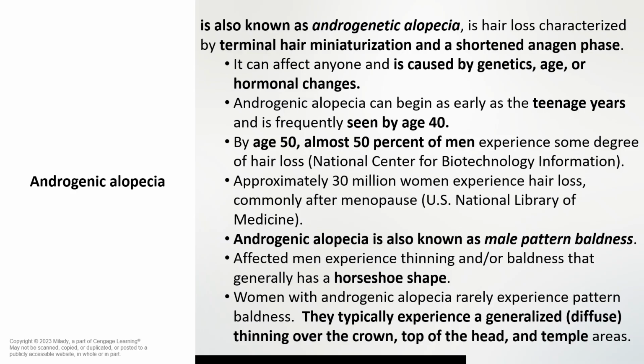Androgenic alopecia is also known as male pattern baldness, where men experience thinning and/or baldness that generally has a horseshoe shape. Women with androgenic alopecia rarely experience pattern baldness. They typically experience a generalized, diffuse thinning over the crown, top of the head, and temple areas.